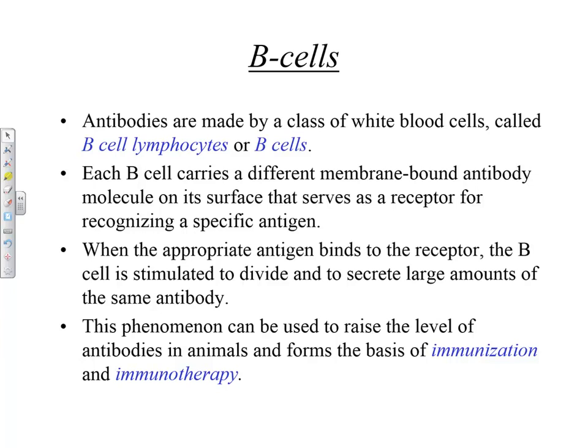Now, if you look at animal cells, antibodies are made by a class of white blood cells called the B cell lymphocytes, or the B cells. Each B cell will carry a different membrane-bound antibody molecule on its surface, which serves as a receptor for recognizing a specific antigen.